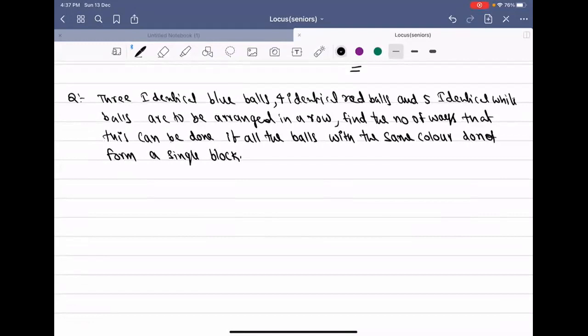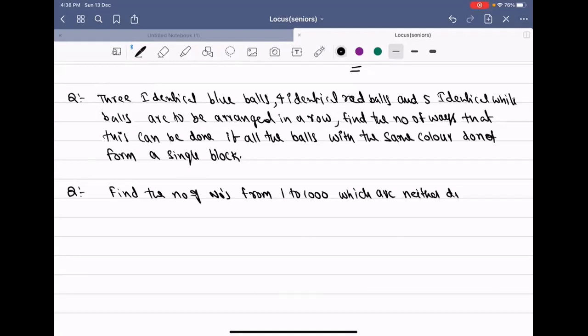Next, one more question. This is also a simple one. Find the number of numbers from 1 to 1000 which are neither divisible by 2, nor by 3, nor by 5. So this is one more question.